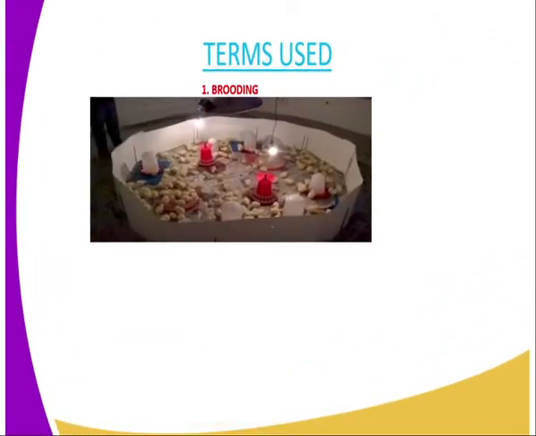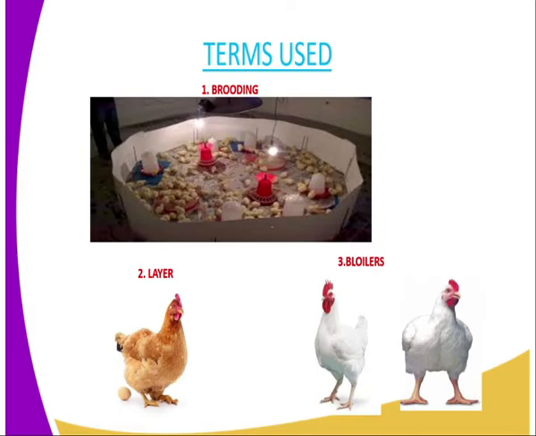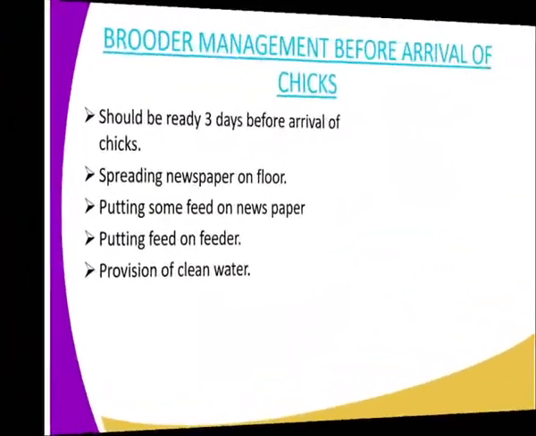The terms used include the first one, brooding, which refers to the process of rearing of chicks. The second term is rearer. A rearer refers to a bird which is reared with the aim of egg production. And we have the broiler. These are the birds that are in the farm with an aim of production of meat.